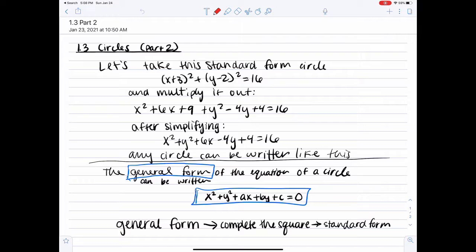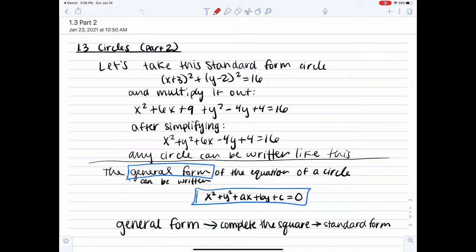1.3 circles. This is part 2. We are going to take the standard form of a circle, which we learned last time, and multiply it out. So there's the example there, (x + 3)² + (y − 2)² = 16, and we'll multiply that out and get this long equation, and then simplify it to x² + y² + 6x − 4y + 4 = 16, and any circle can be written like this.